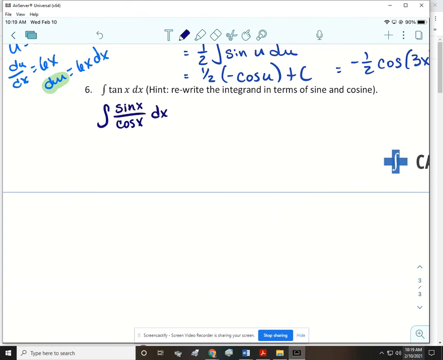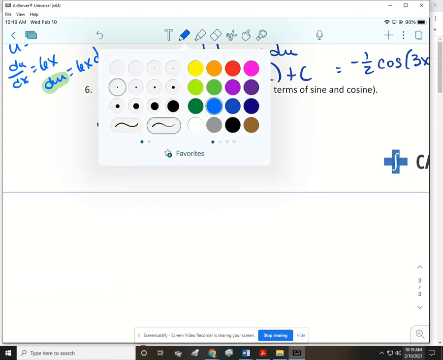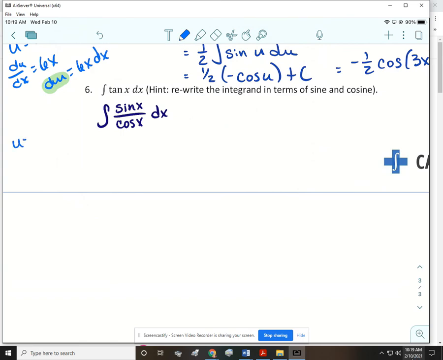Right. Then we need to figure out which one of these is going to be the inside function, and this can be challenging on ones like this, but what we're going to do is have u be the one in the denominator, so the cosine of x, and then we're going to find the derivative of that. It's negative sine of x.